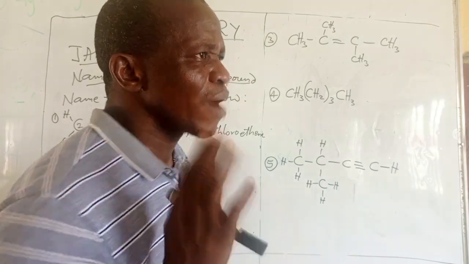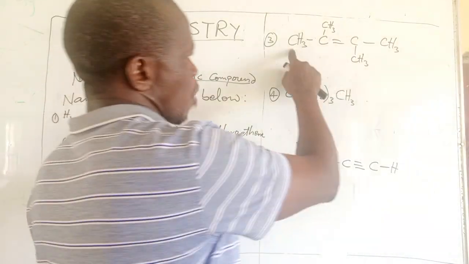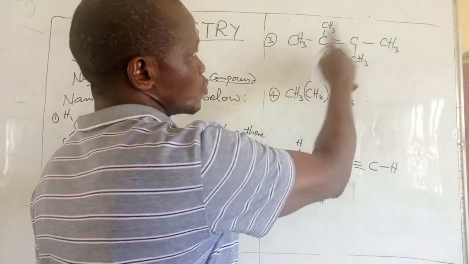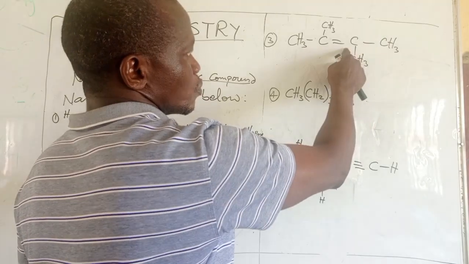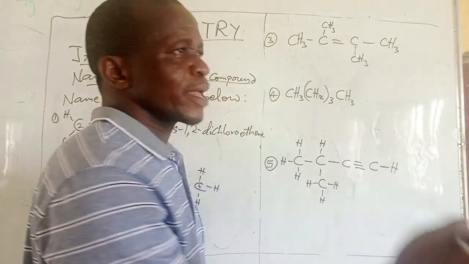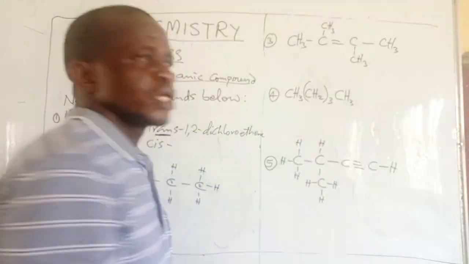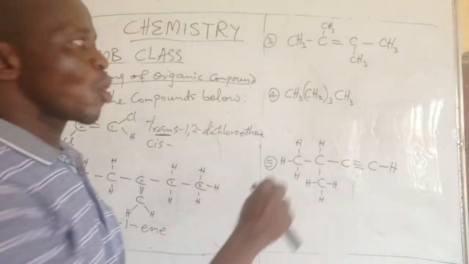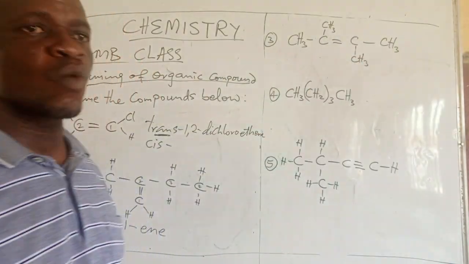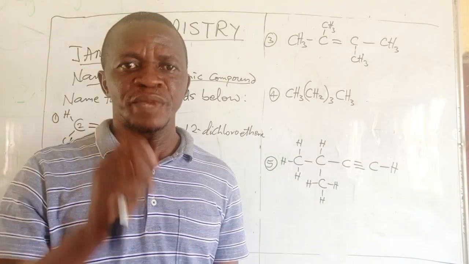Is that the right direction? 1, 2. Double bond is on carbon 2. Now let me start from this side. 1, 2. Double bond is on carbon 2. So I can start anywhere, here or here. It will still give me the correct answer because the double bond is situated in the middle.